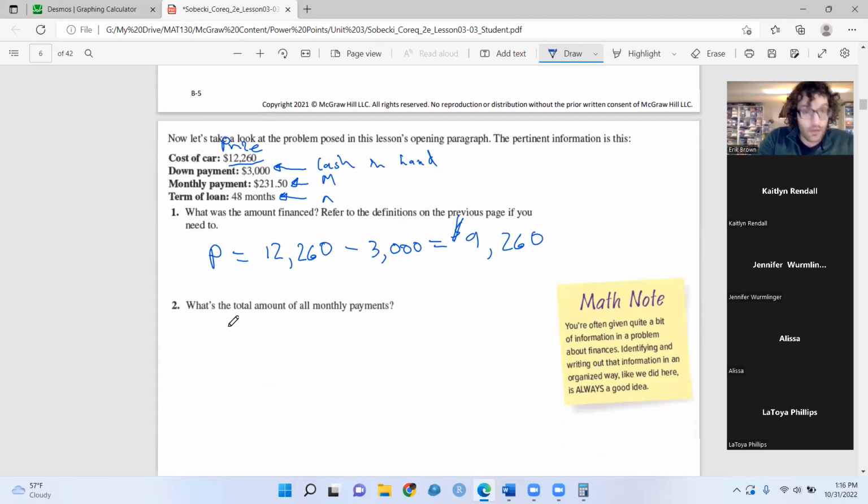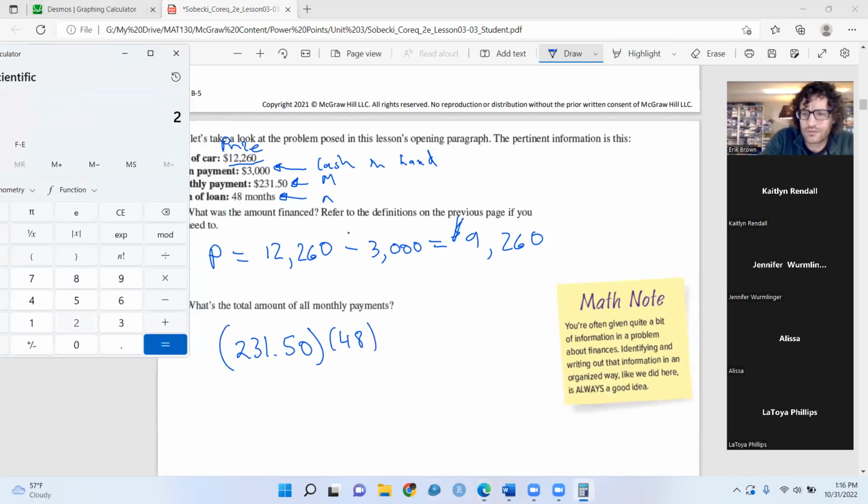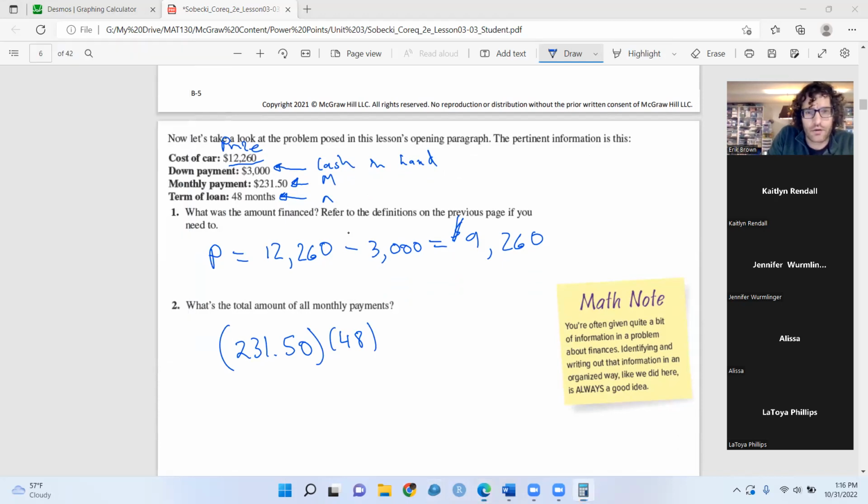Okay, so then the next question says, well, what's the total amount of all monthly payments? In other words, we've initiated this loan. We're told we have to pay $231.50 for the next 48 months. How much do we pay? Well, that's just $231.50 times 48. Y'all with me on this? If anyone out there's bought a car, you know exactly what's going on here. Right? Like you did this, you're in the midst of it, right?